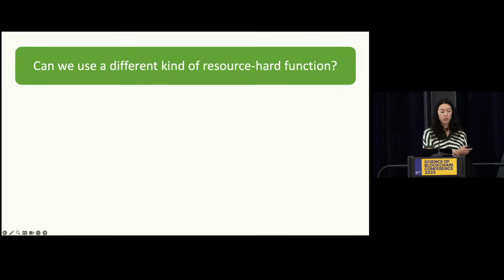Okay, and now one question that I often get is whether we can use a different resource hard function instead of time. So unicorn kind of worked because it wasn't feasible for Bob to compute the output of the protocol before giving his contribution. And here we use the fact that the protocol was time-bounded, so we didn't have enough time to compute the output of the protocol. But you could imagine instead that maybe Bob is space-bounded during the protocol, and he doesn't have enough space to compute the output before giving his contribution.